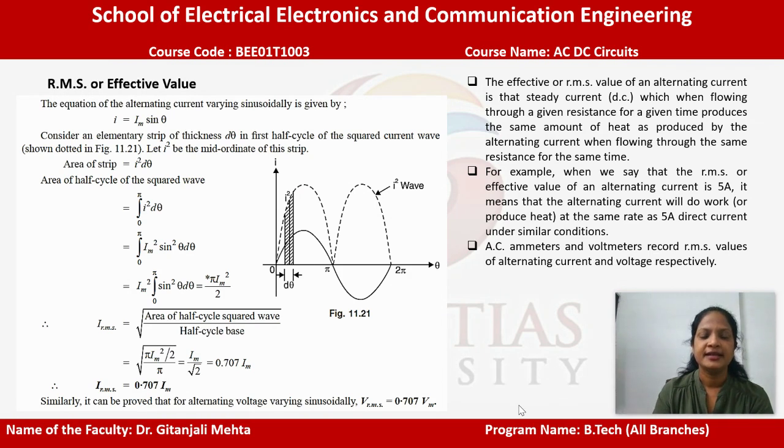Now the IRMS is defined as the square root of the area of the half cycle squared wave divided by the half cycle base. So substituting the values, IRMS comes out to be 0.707 times Im, or it is Im upon root 2. Similarly, it can be proved that for alternating voltage varying sinusoidally, VRMS is equal to 0.707 times Vm.